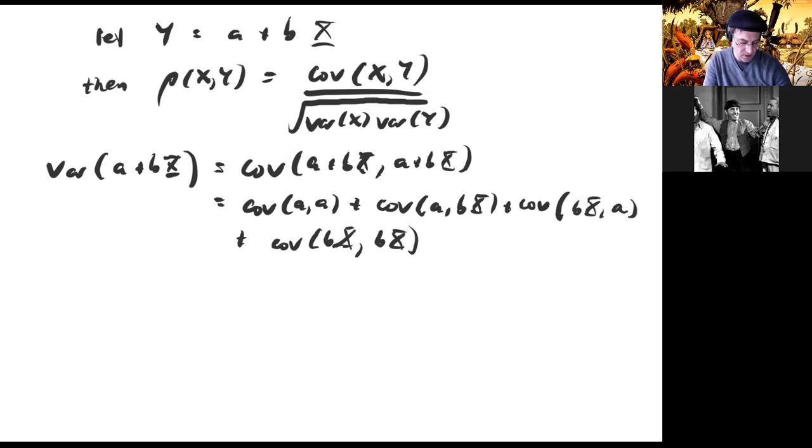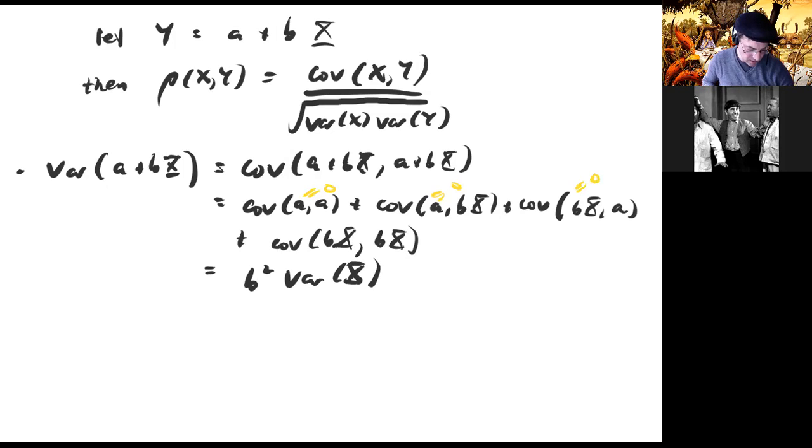Now, each of these terms is computable, so let me just give you the answer. The first term is 0, the second term is 0, and the third term is 0. Just go back to the definition, you'll see it's 0. And this last term is going to give me b squared times the covariance of X with X. In other words, b squared times the variance of X. Okay, so that's the variance of a plus bX.